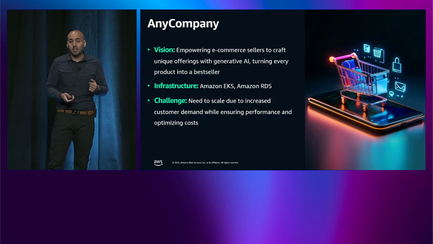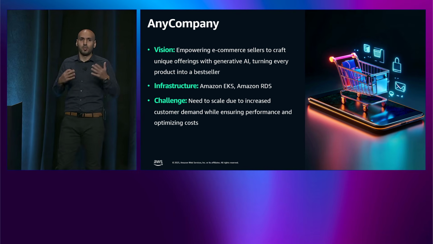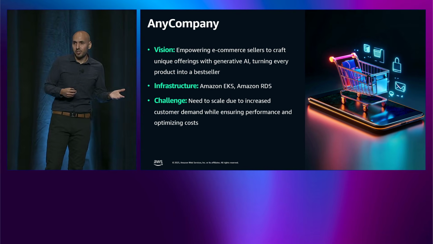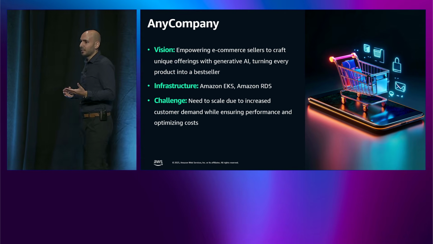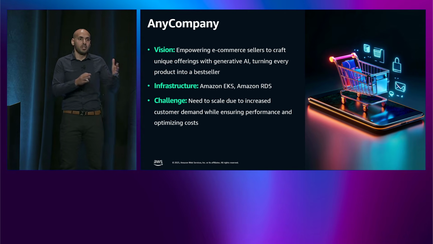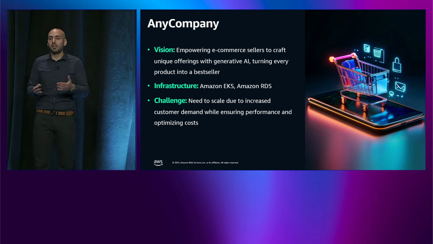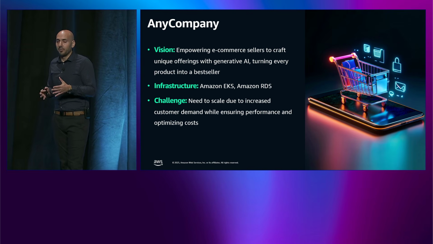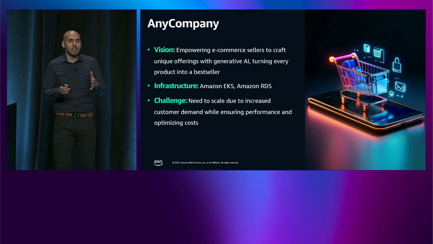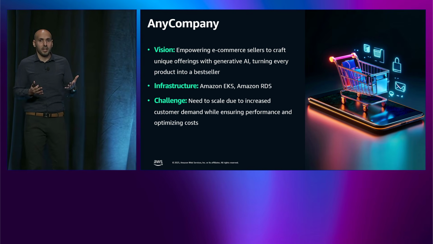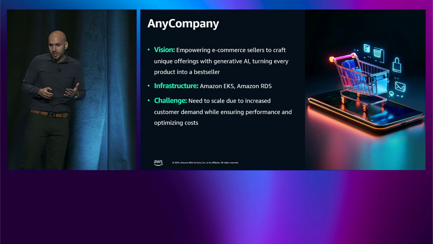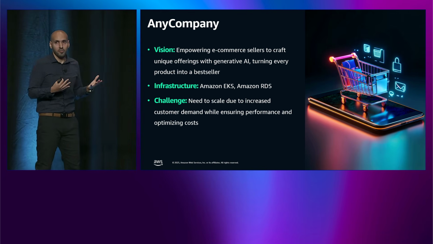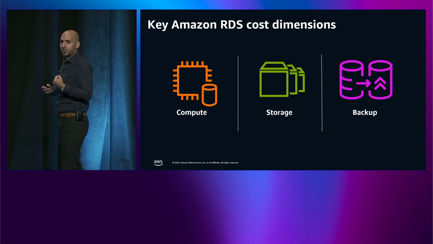And speaking of Any Company, I would like to provide some context to our customer story. Any Company empowers e-commerce sellers with generative AI to turn every product into a bestseller. They run Amazon EKS for the application layer and Amazon RDS for the operational database. As an early-stage, fast-growing startup, they faced a common challenge, balancing performance needs as workload scales while doing so in a cost-conscious manner. So this is a common challenge that we as solution architects help customers to solve. And today, we'll see how we do that.